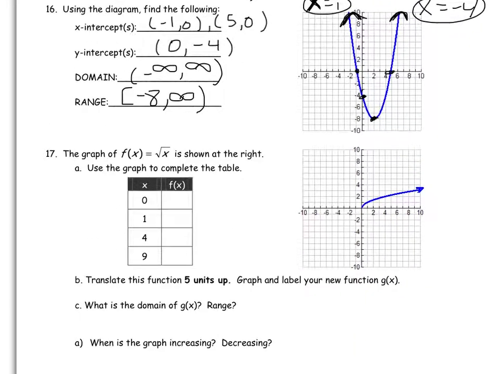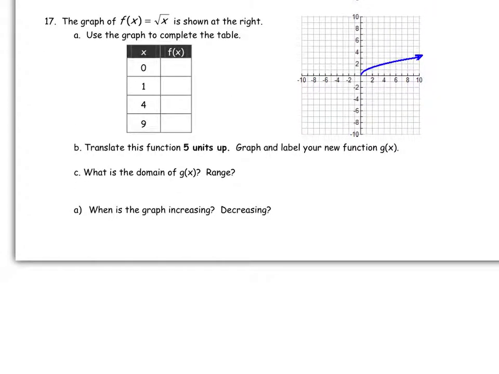Excellent. Moving right along, we got a little square root function here, f of x. Filling in the table, square root of 0 is 0, square root of 1 is 1. Great, great, great. I could have also looked at the graph, could have gotten those coordinates right from the graph. Translate this function 5 units up, graph and label your new function g of x.